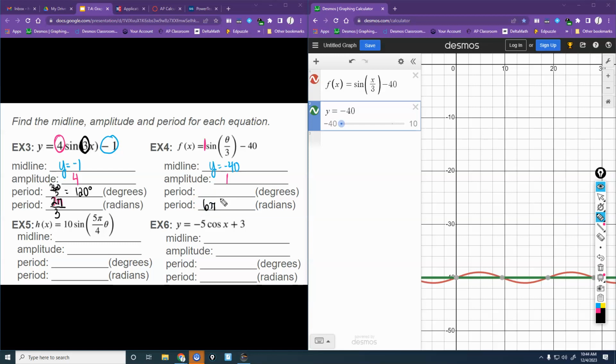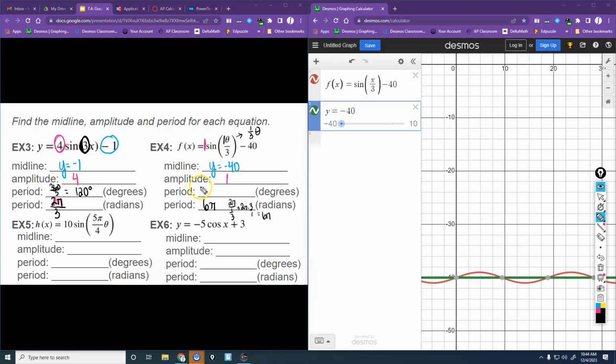Now, if you do this using the formula, there is something that you need to know. Theta divided by 3, it's like there's a 1 right there with that theta. So this is the same thing as 1/3 times theta. So if we want to use the formula for this, we're going to be doing 2 pi over 1/3. And dividing fractions is easy as pie. Flip the second and multiply, and that's where we get our 6 pi. So that's a little bit tricky because of that fraction there.